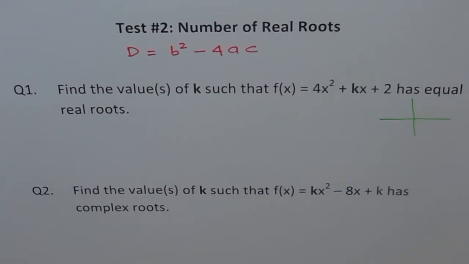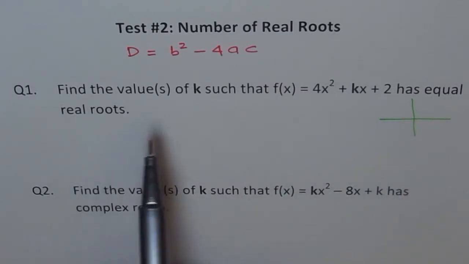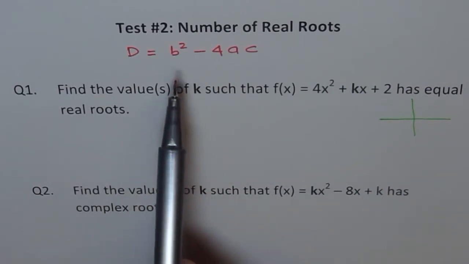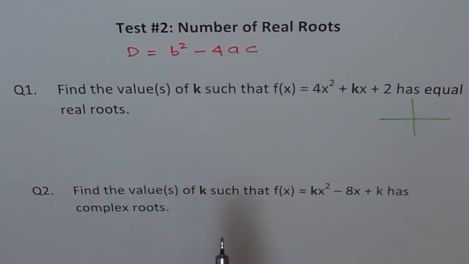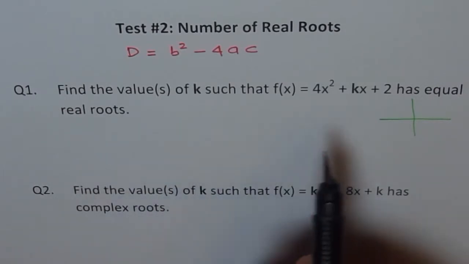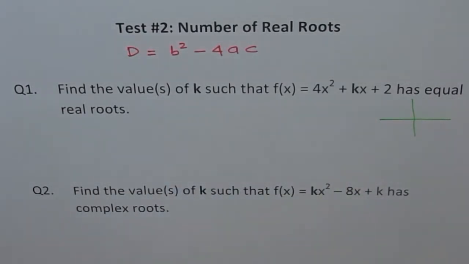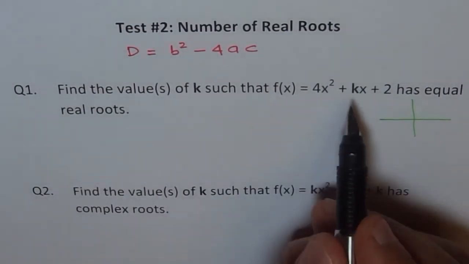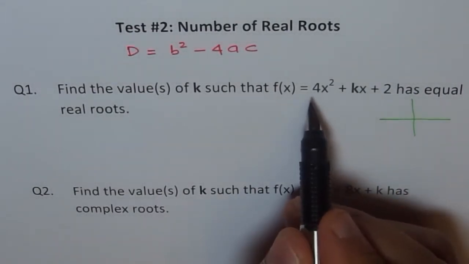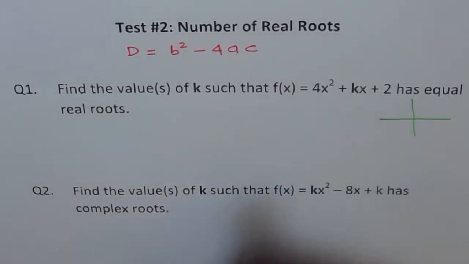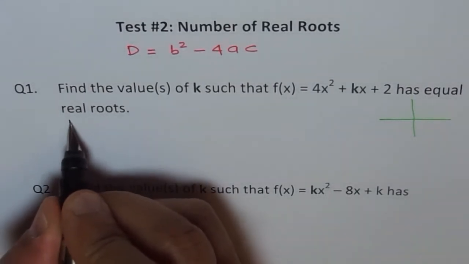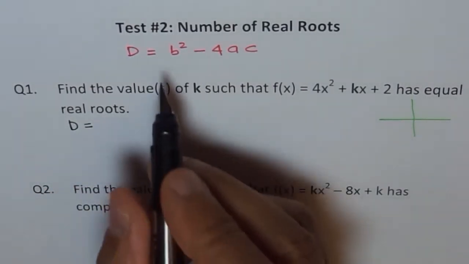Now, here has equal roots means one root, correct? So we want to equate this to just 0 to find that particular answer, correct? So let's now start doing it. What we will do is we will find b squared minus 4ac for this. Now what is b for you? b is k, and a is 4 and c is 2, right? So we say discriminant d equals b squared minus 4ac.